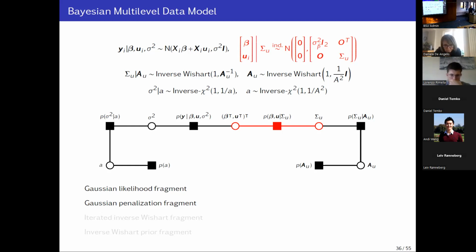So basically, this fragment here is literally the fragment that we saw with the semi-parametric regression model, just extended to accommodate a covariance matrix structure. Same with these, I'm going to apply the same thing for these iterated inverse chi-squared fragments. Let's assume that they can be generalized to an inverse Wishart, as well as the prior specifications as well.